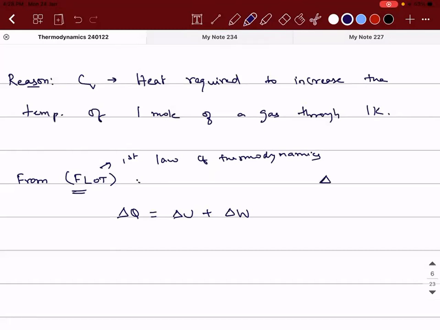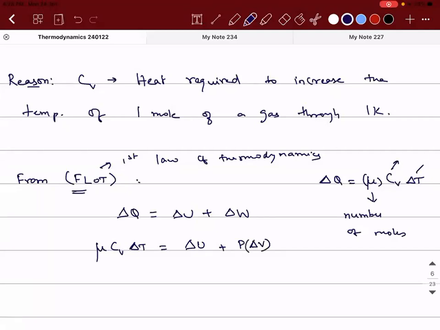I know that delta Q is equal to mu into Cv into delta T, where mu is the number of moles, Cv is the molar specific heat at constant volume, and delta T is the rise in temperature. So if I write this here, mu into Cv into delta T is equal to delta U plus, can I write it as P delta V?